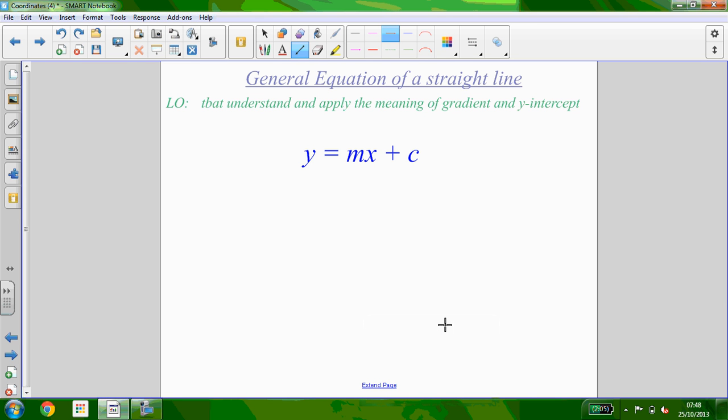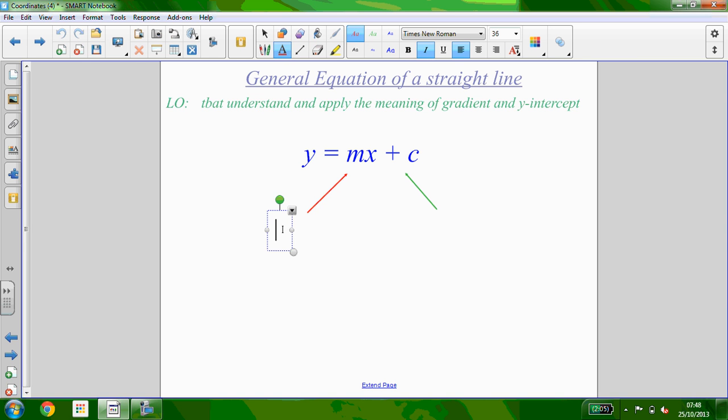Any straight line graph that is not a vertical line or a horizontal line will have an equation that can be written in the form y equals mx plus c. The m and the c in the equation are just in place of numbers. As these values change, they tell us different things about our straight line graph.